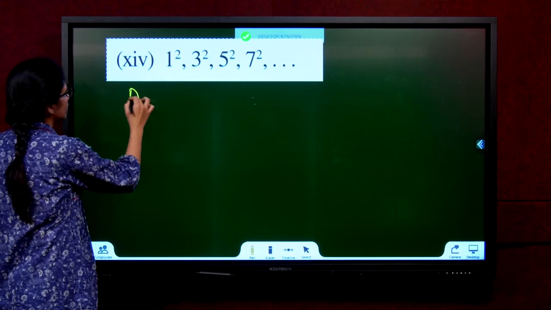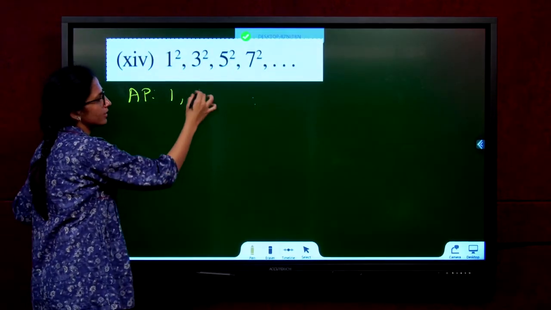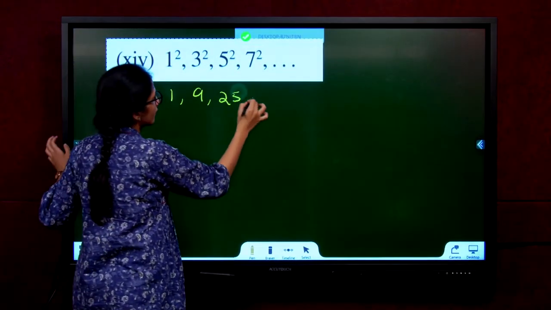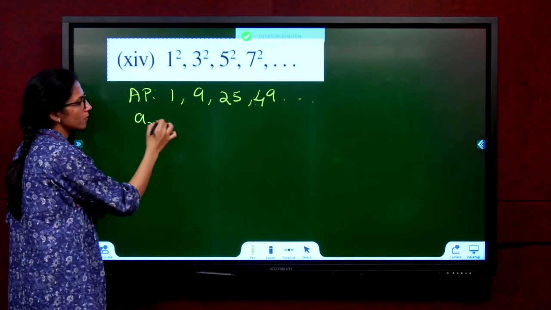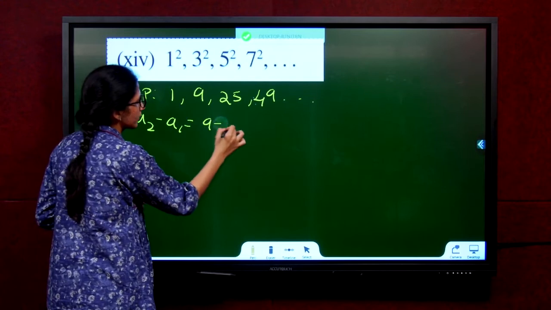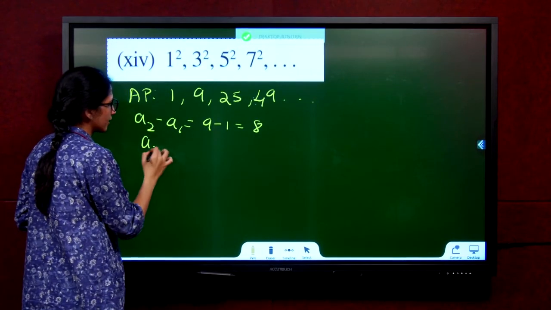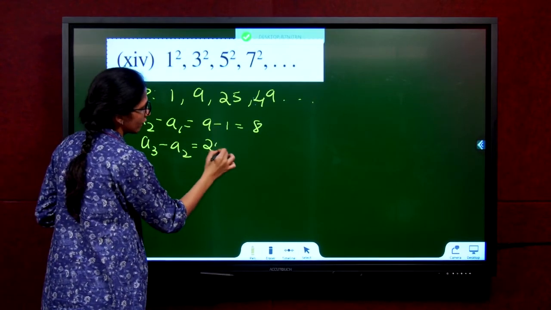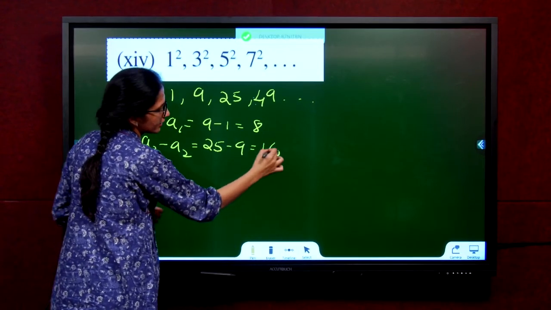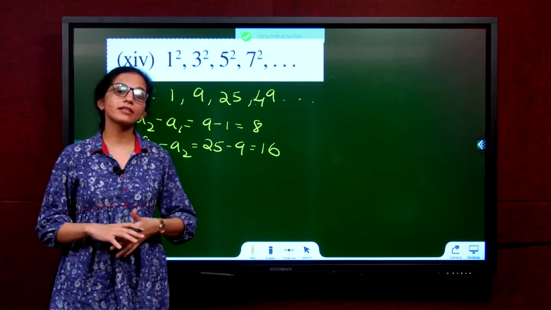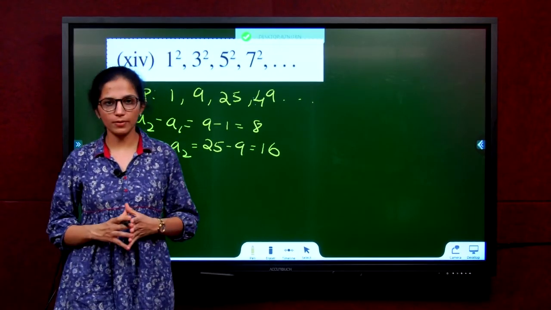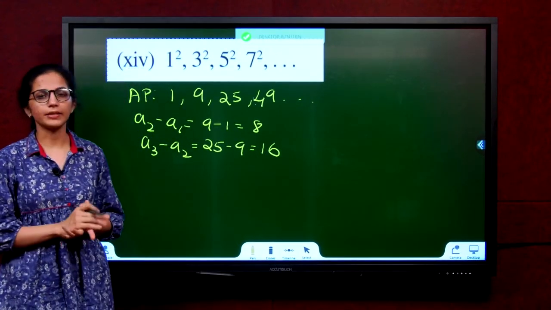Same method, first rewrite the AP. 1 square is 1, 3 square is 9, 5 square is 25, 7 square is 49. Start the sum. A2 minus A1, 9 minus 1, 8. A3 minus A2, 25 minus 9, 16. Is 8 and 16 the same? No, since the difference is not common, it does not have a common difference, it is not an AP.